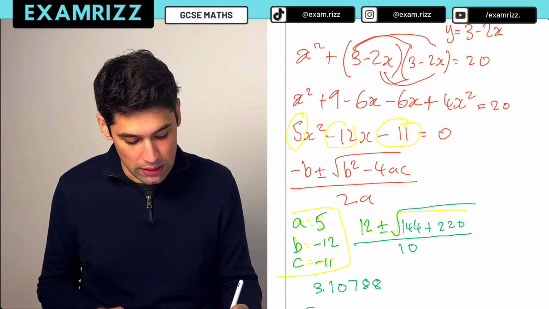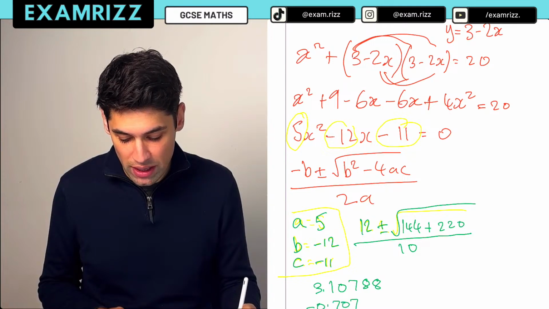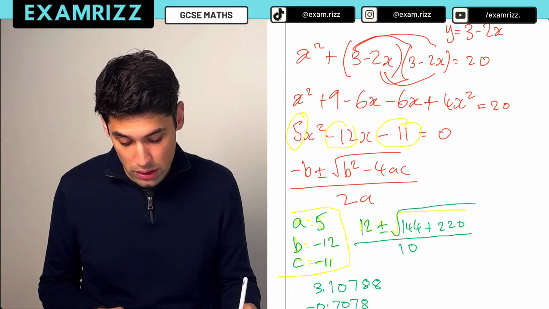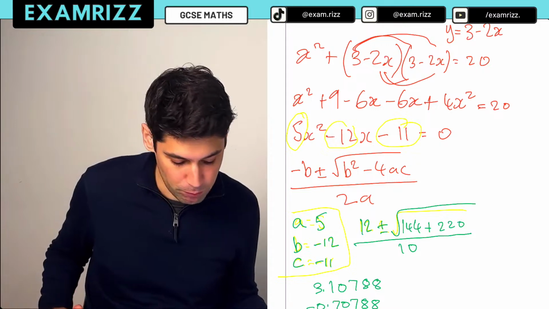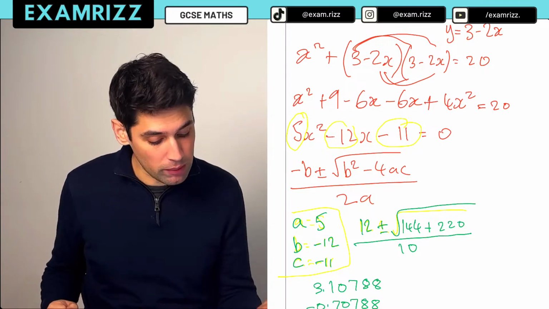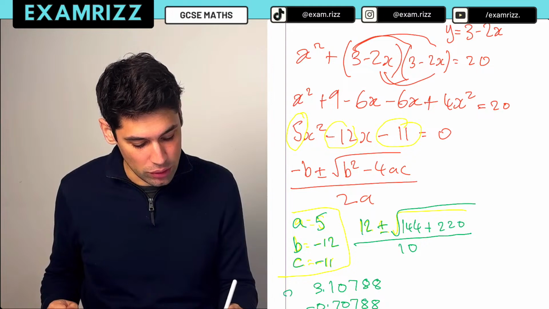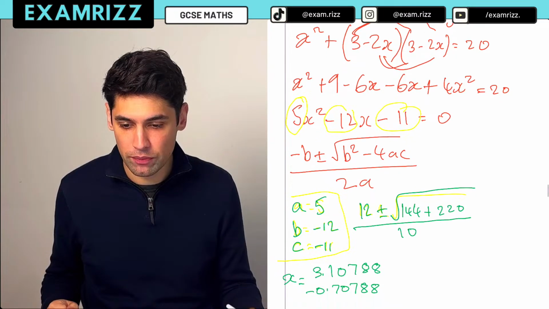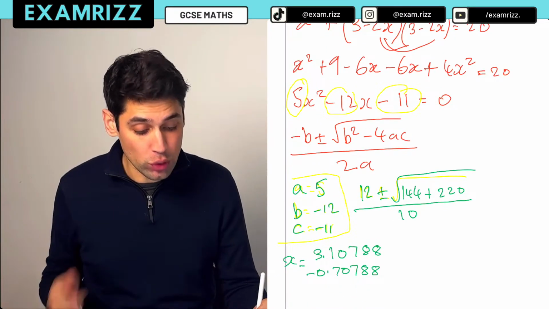And it's going to be negative 0.70788, again, as in the 788. So those are going to be our x values. So x equals both of those. And so we're going to use those to find the y value.